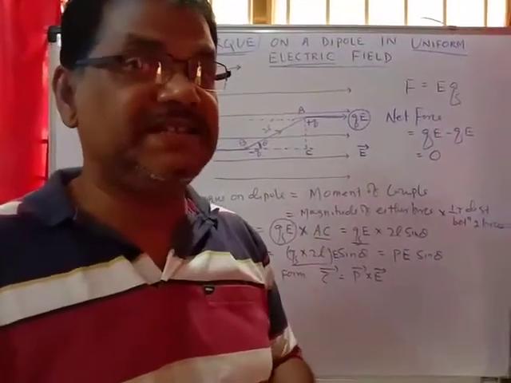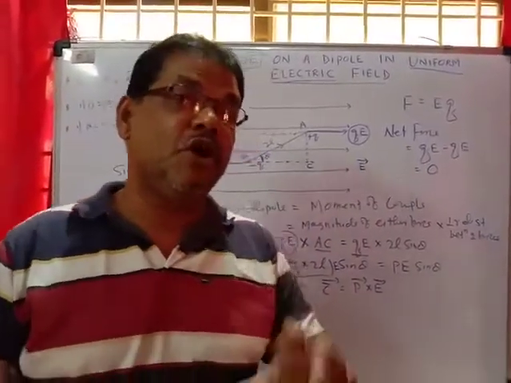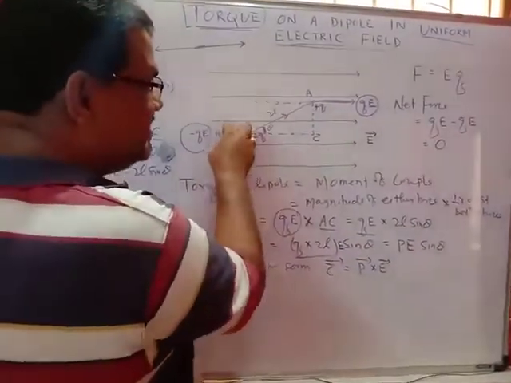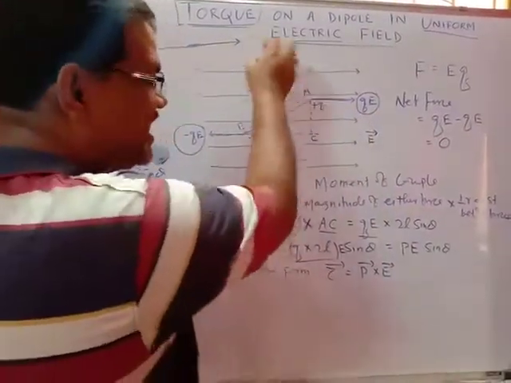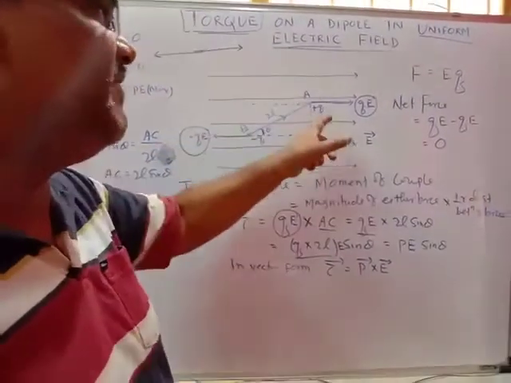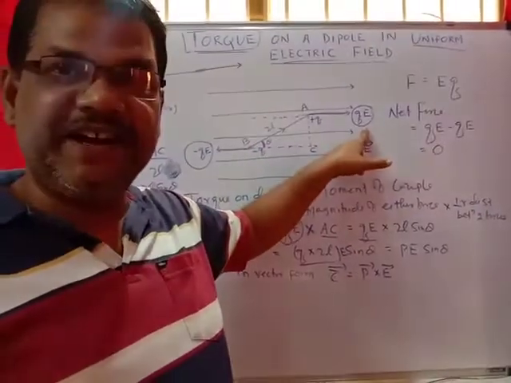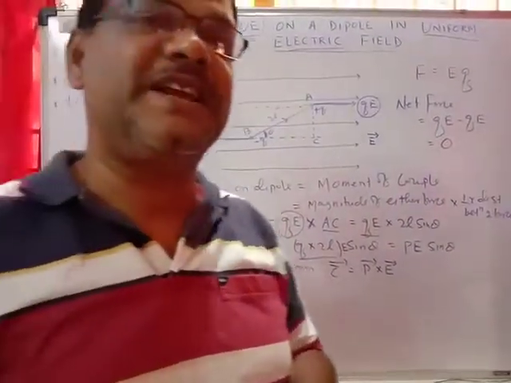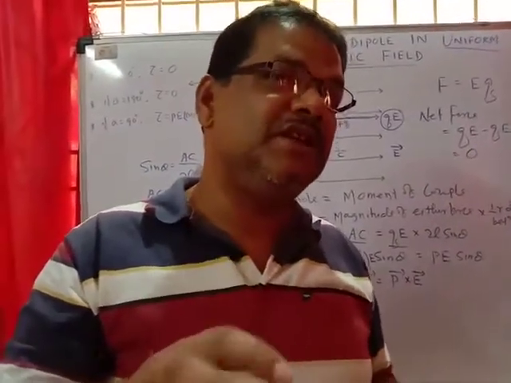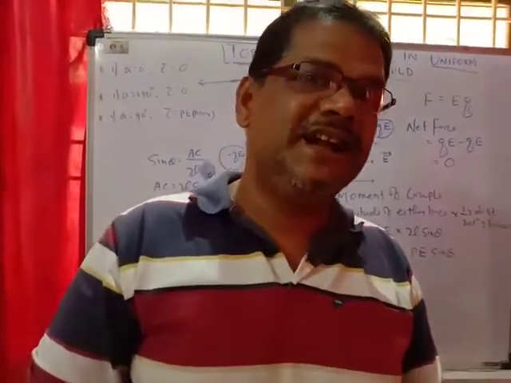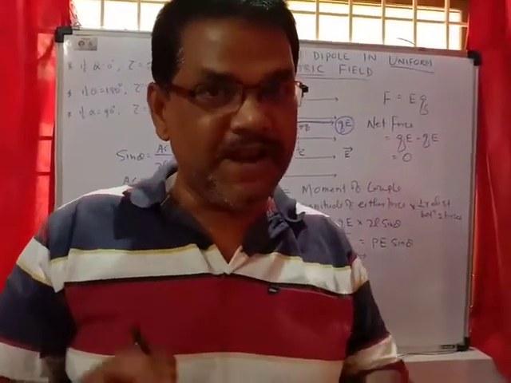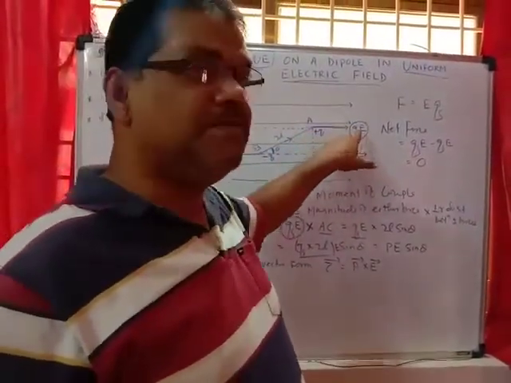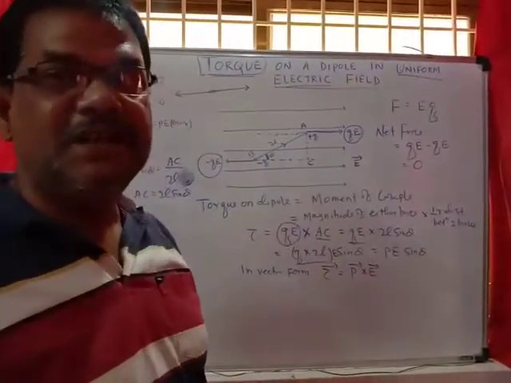The question may arise here: if the dipole is kept in a non-uniform electric field, what will happen? Non-uniform electric field means that the magnitude is different, all the different points have different electric field intensities. If the intensities are different, automatically the forces will be different. So this force may be greater than this force, and we can get the net effective force acting on the dipole. In the case of a uniform electric field, the net force will be 0, but the torque acts on the dipole.